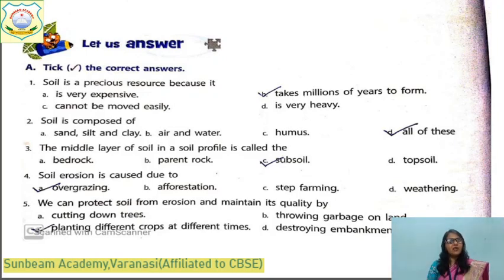Now, we have made it. You have seen this soil profile? Yes. In the book there is a picture also. Soil erosion is caused due to overgrazing, afforestation, step farming or weathering. It is due to overgrazing. Yes. Come to the next.